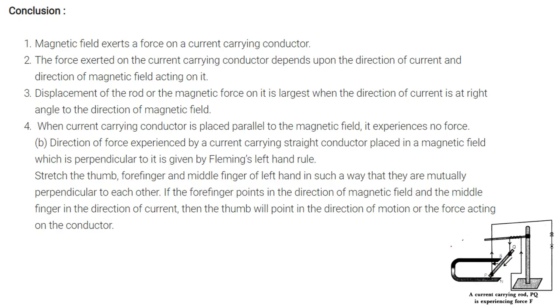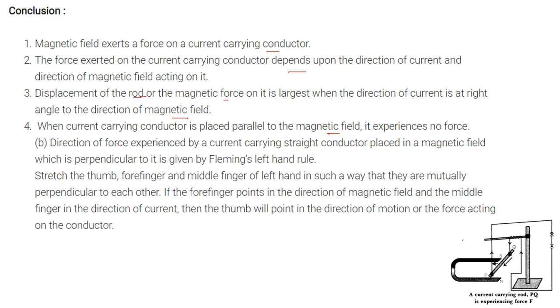So the conclusion which we draw from here: a magnetic field exerts a force on a current carrying conductor, first of all. The force exerted on the current carrying conductor depends on the direction of current and direction of magnetic field acting on it. And the displacement of the rod, or the magnetic force on it, is largest when the direction of current is at right angle to the direction of magnetic field. And when a current carrying conductor is placed parallel to the magnetic field, it experiences no force.